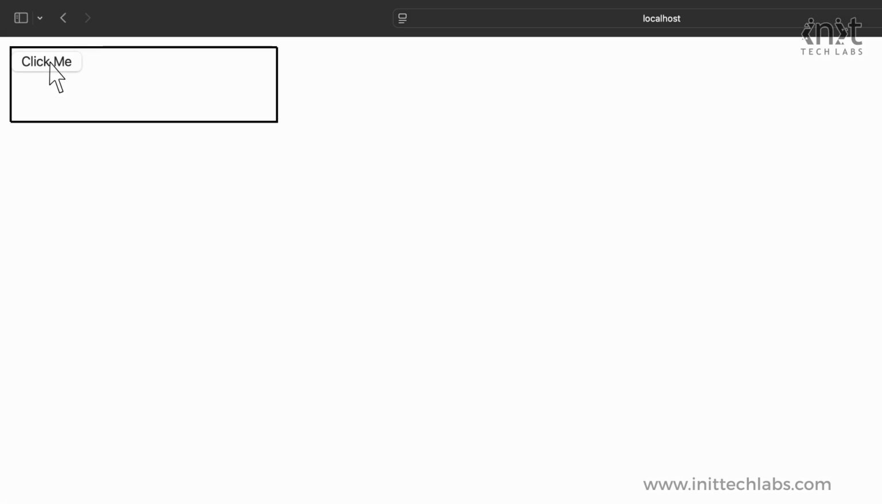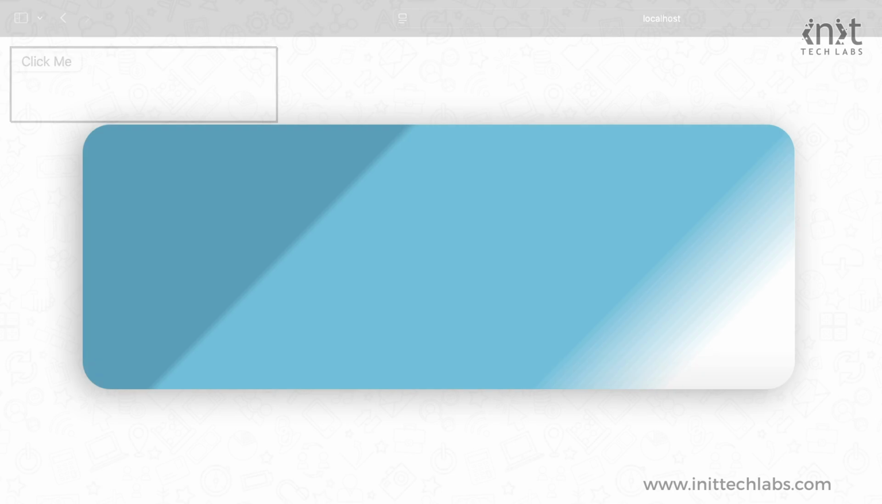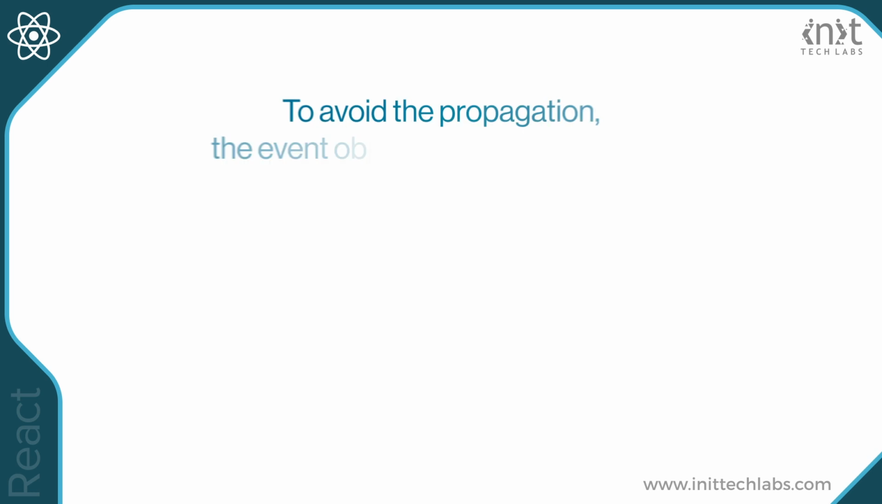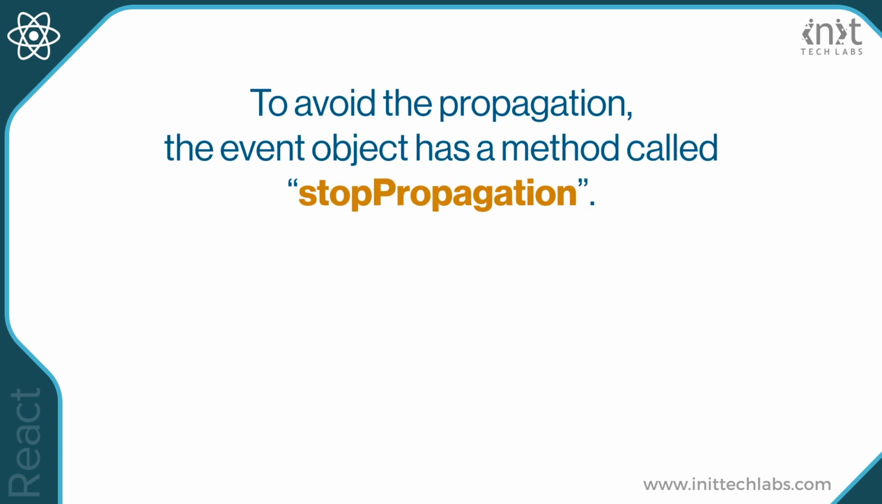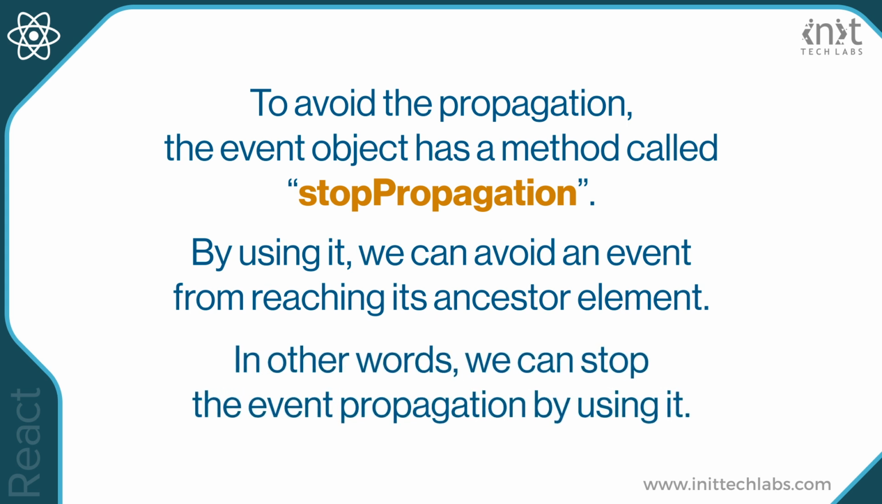In the previous lecture, we have seen the event propagation. Now in some scenarios, we need to avoid the propagation in the DOM tree. For that, the event object has a method called stopPropagation. By using this method, we can actually avoid an event from reaching its ancestor element. In other words, we can stop the event propagation by using this method.